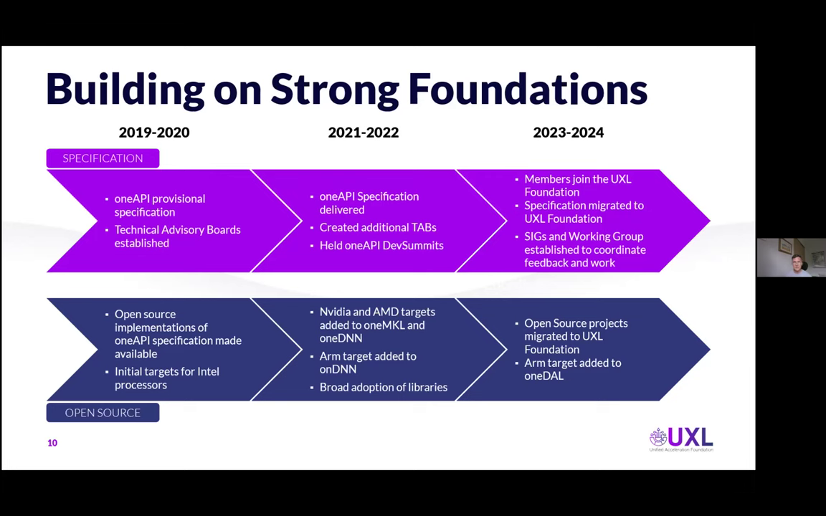Over the next few years, the specification evolved with new groups, with more members joining those groups and holding developer events to help build the community up. And alongside this, the open source projects for the specification elements were made available on GitHub. Initially, the targets were predominantly for Intel processors, as the projects were being led by Intel. But over the next few years, this has expanded to include NVIDIA and AMD GPU targets, as well as ARM CPU targets for some of the projects. The libraries have been adopted quite broadly across the industry, and this is thanks to the commercial releases that have been made through Intel.